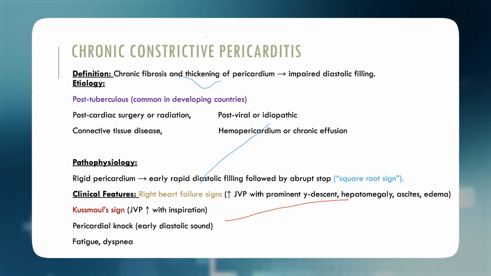Clinical features, again, will be right heart failure signs: increased JVP, ascites, hepatomegaly, edema, exactly like restrictive cardiomyopathy. There will be Kussmaul sign, JVP rise with inspiration, and pericardial knock, that is an early diastolic sound. With early rapid diastolic filling, suddenly this fibrotic pericardium reaches its maximum limit of expansion. At that time, there is a knock, that the heart cannot expand anymore. It hits against the rigid pericardium, and that forms the pericardial knock.